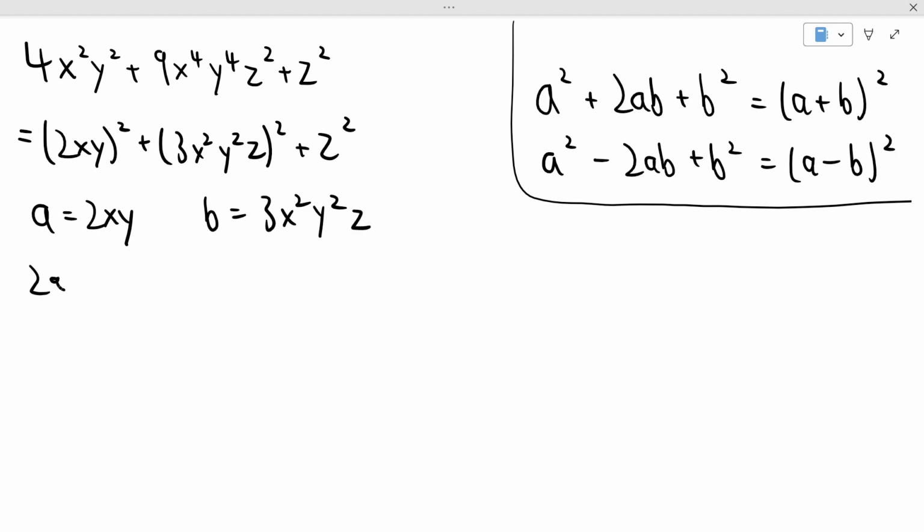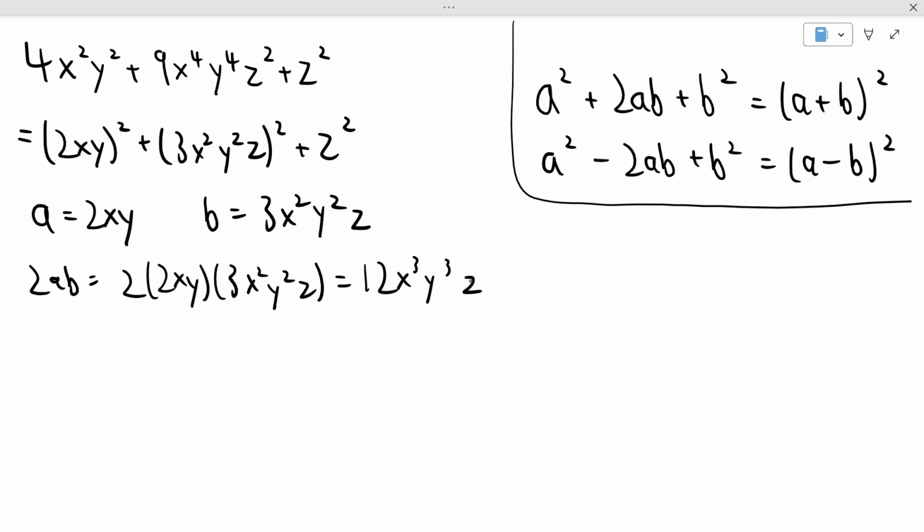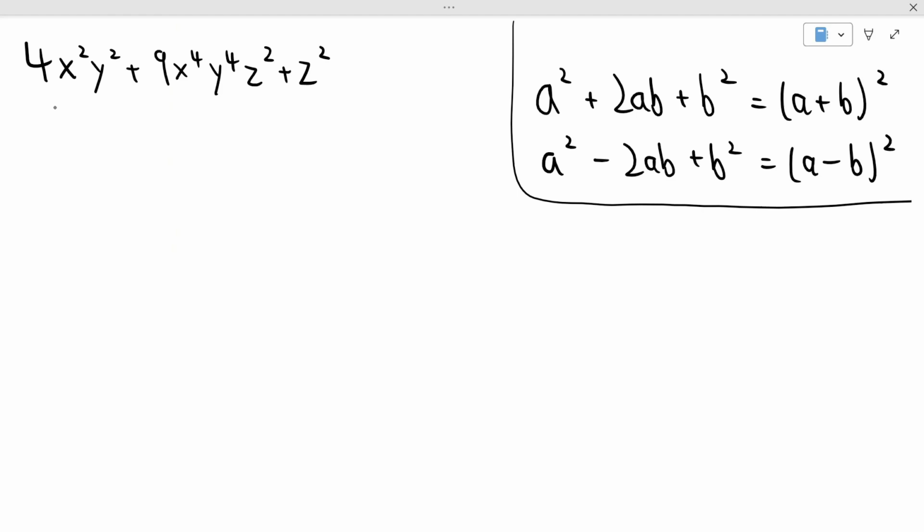So this means our 2ab term is equal to 2 times 2xy times 3x squared y squared z, which equals 12x cubed y cubed z. And we can see that this is definitely not equal to our remaining term, z squared. So this means we can't use the perfect squares formula with these choices for the values of a and b. So now let's try another option for what we can set as our square terms. We can set the first and third terms to be our square terms.